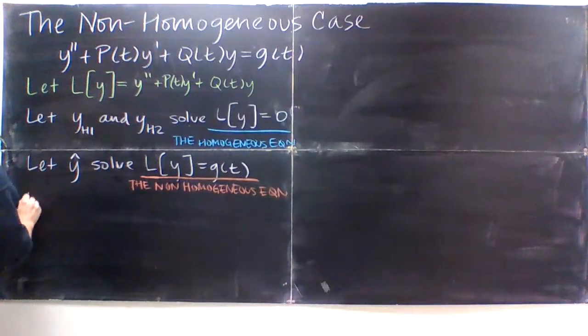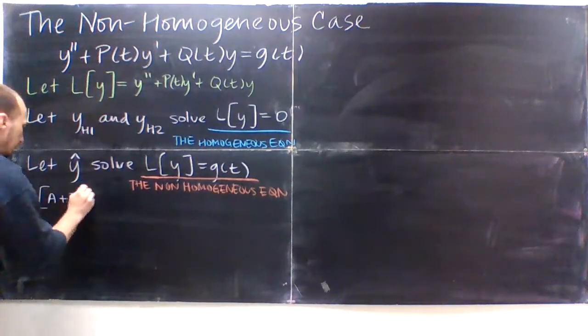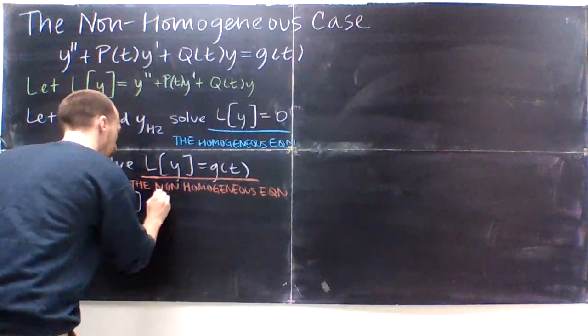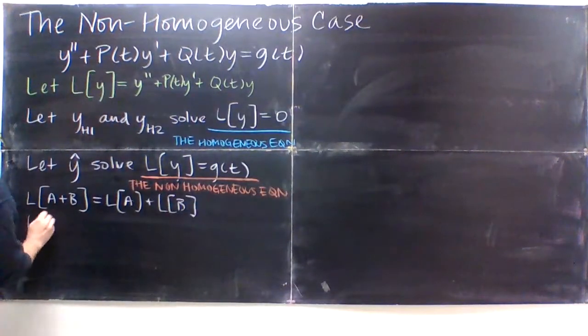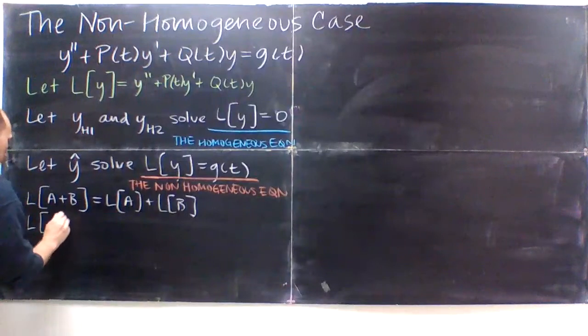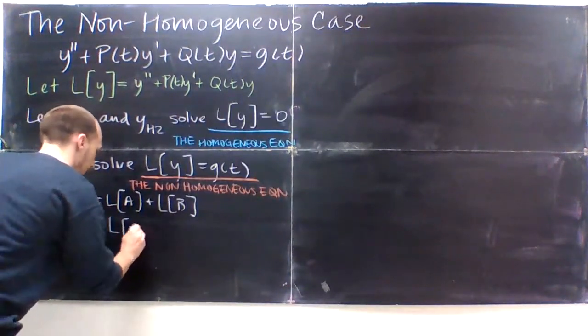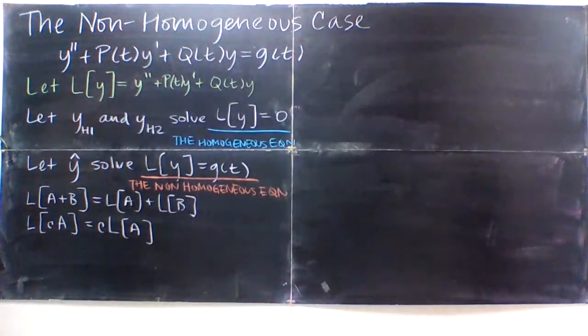So it is the case that L of A plus B equals L of A plus L of B, and that L of some constant C times A is C times L of A, for functions A and B. These are true.